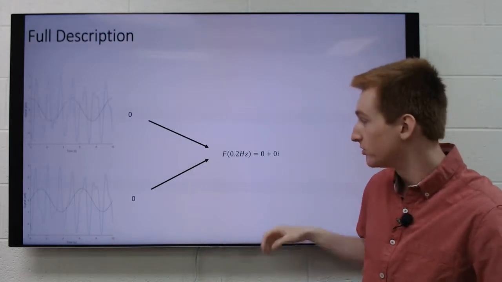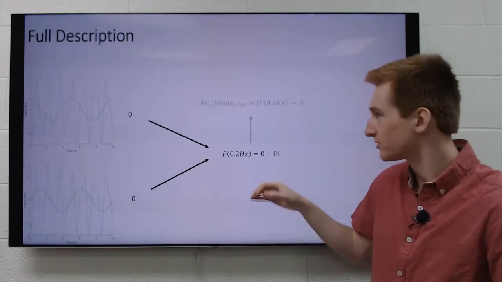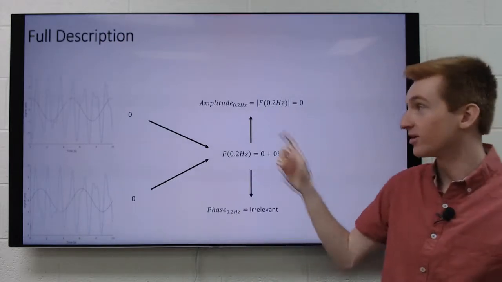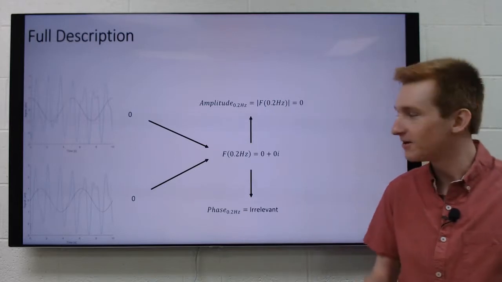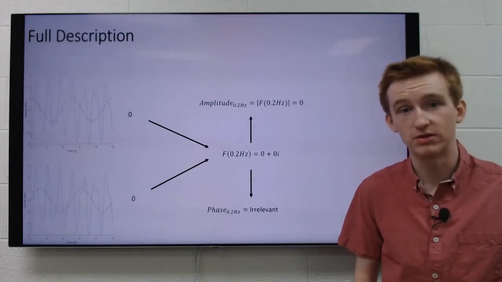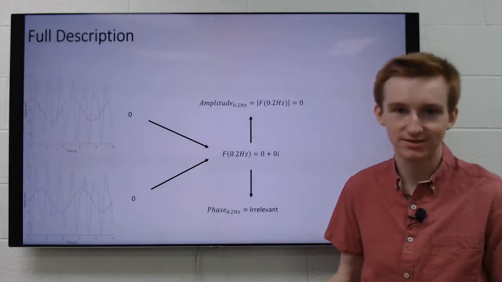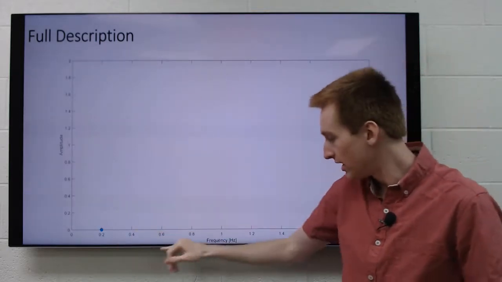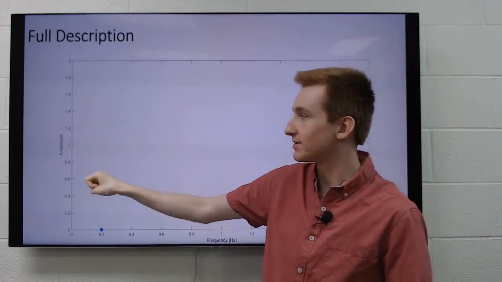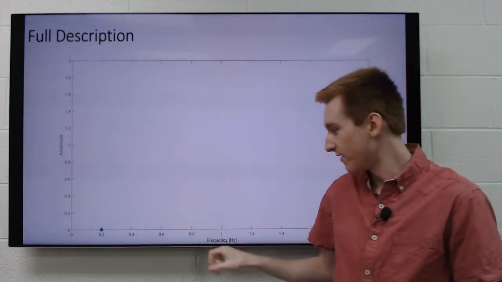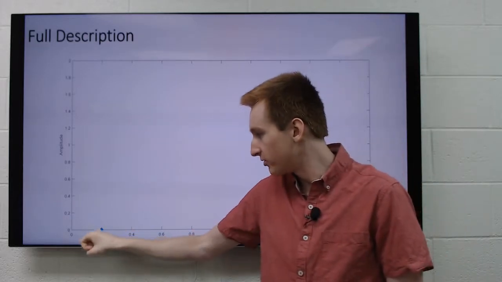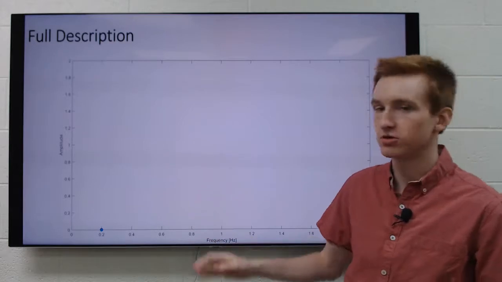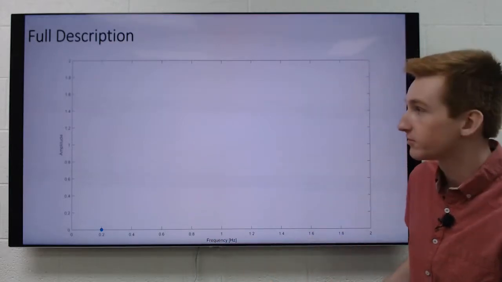And then the amplitude is the absolute value of 0, which is 0. Okay? And then the phase is irrelevant, right? Because the amplitude is 0. So therefore, we can conclude that 0.2 hertz does not contribute to your signal. And so it doesn't matter what the phase is. It doesn't contribute. Awesome. So if we have our blank Fourier transform here, the x-axis is frequency and the y-axis is amplitude, i.e. how much does this frequency contribute, we can conclude that 0.2 hertz has 0 amplitude and does not contribute at all to this signal. Awesome. All right, let's keep moving.